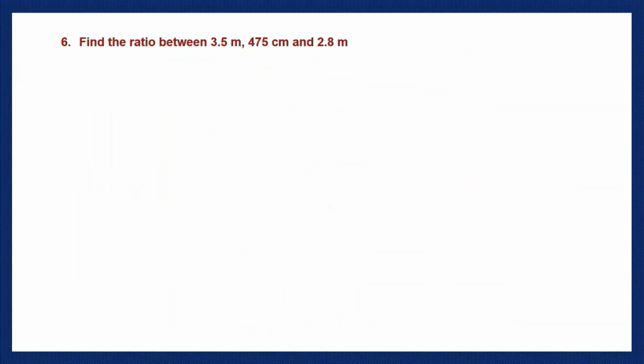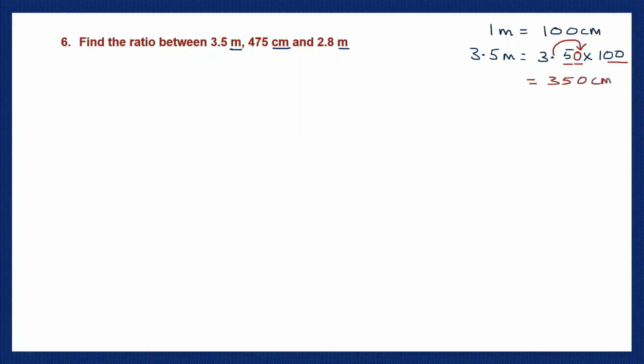Next question. Find the ratio between 3.5 meters, 475 centimeters and 2.8 meters. So as you can see, we have different units. Let's convert them all to the same unit. 1 meter equals 100 centimeters. So 3.5 meters equals 3.5 into 100. And when we multiply a decimal number by 100, the point will move 2 places to the right, so I need to put a 0 here. So this answer is 350 centimeters.